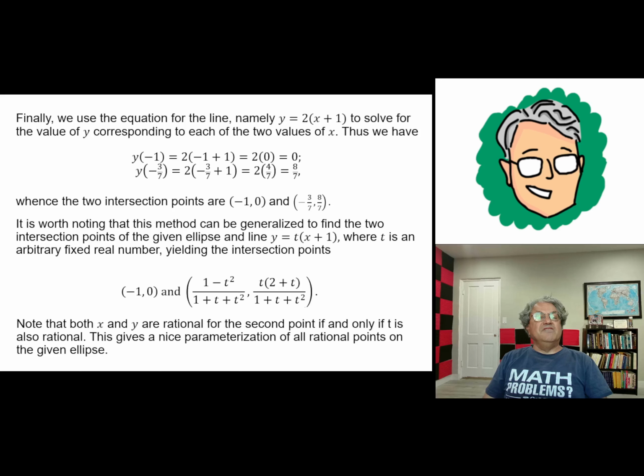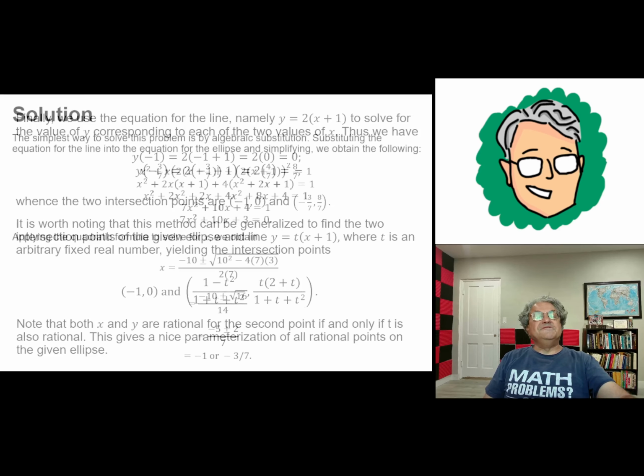Anyway, it's pretty easy to solve for y once you get x. You just back substitute, using the equation we had for y of x, which is y equals 2 times x plus 1. So for instance, y corresponding to x equals minus 1 is 2 times negative 1 plus 1, or 2 times 0, or 0. That's what we expect. That gives you the point negative 1 comma 0. And then for the other value of x we found, namely x equals minus 3/7, when you do the algebra, you get 8/7 for y. So the second point is minus 3/7 comma 8/7.